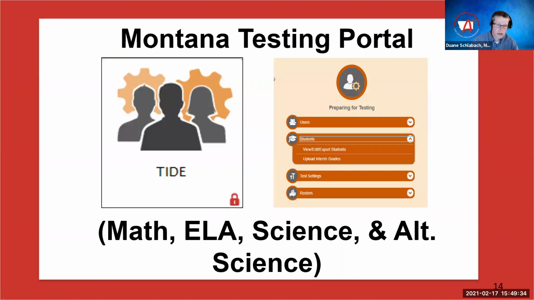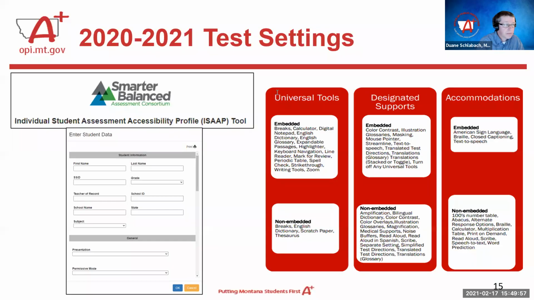We're going to start with the Montana testing portal, sometimes referred to as TIDE, which houses the math, the ELA, the science, and the alternate science assessments. So yes, these student settings, however you set them, apply for these. This is the portal for those 4 assessments. Now, all student test settings as they relate to accommodations and accessibility features have to be turned on at the local level within that TIDE portal.